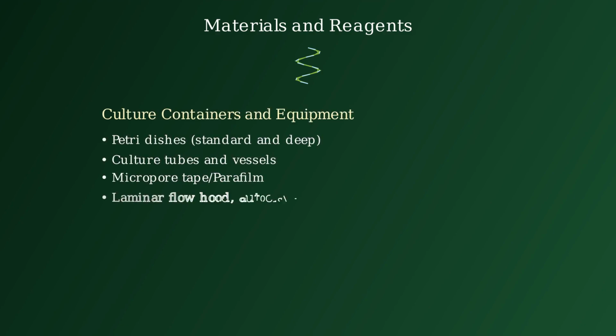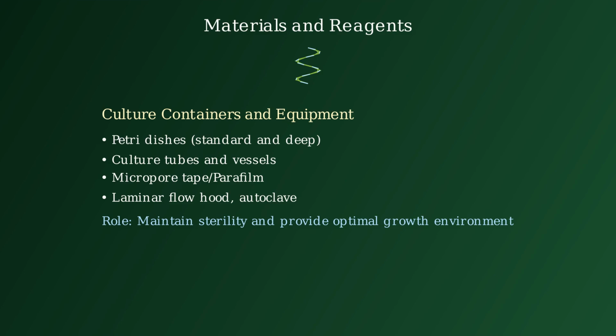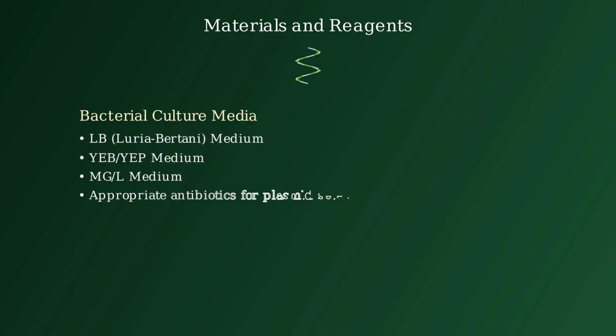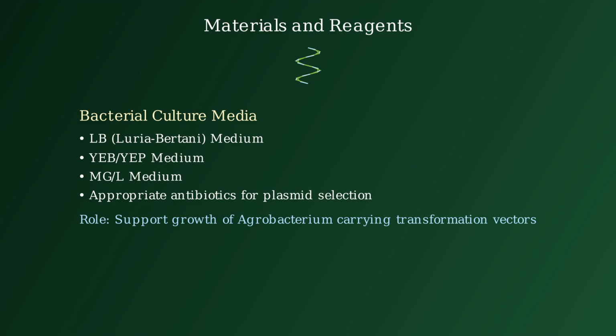Sterile culture containers are essential for maintaining aseptic conditions. Petri dishes, culture tubes, and specialized plant culture vessels provide the environment for plant growth. Proper sealing with micropore tape or parafilm ensures sterility while allowing gas exchange. Bacterial culture media are used for growing Agrobacterium strains. LB, YEB, and MGL media provide nutrients for bacterial growth. These media are supplemented with antibiotics to maintain the selection pressure for the binary vector system.